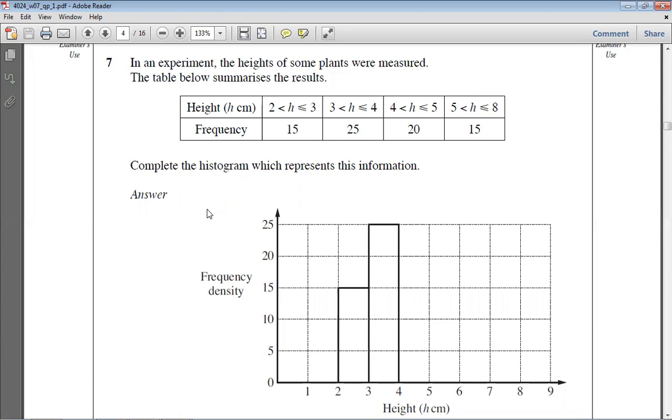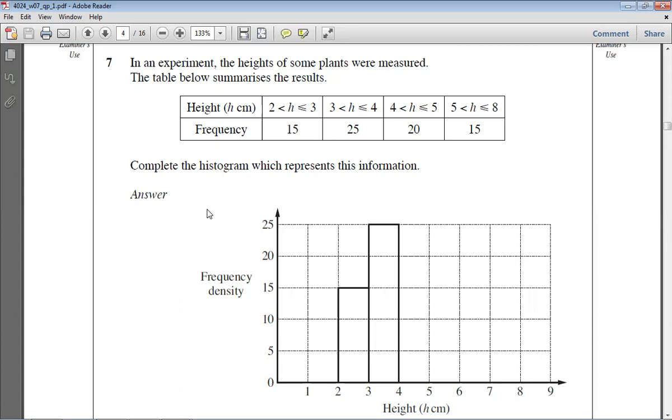For example, the first 3 classes, each class width is 1, but the last class, its class width is 3. If the class widths are not uniform, not equal to each other, even if only one of them is different, then you cannot draw the histogram between the frequency and the height. You have to draw the histogram with the frequency density and the height.